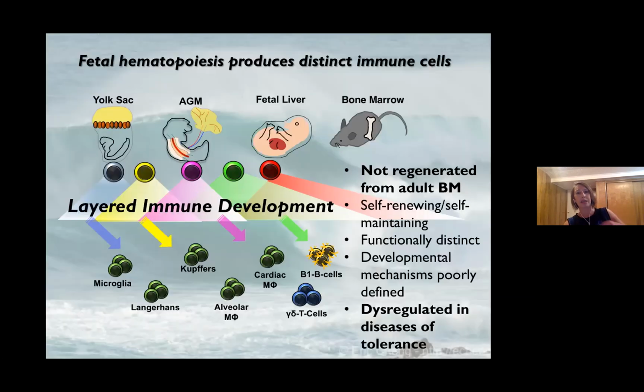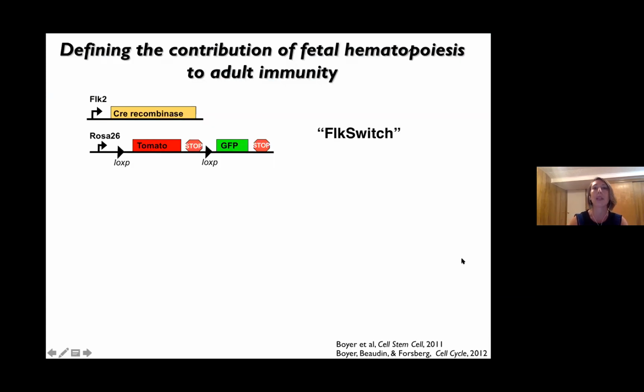I want to tell you more about how we started approaching this question of how fetal hematopoiesis produces distinct immune cells by giving you a little bit of background of work that I did during my postdoc that led up to this idea. During my postdoc, I used a lineage tracing model to define the contribution of fetal hematopoiesis to adult immunity.